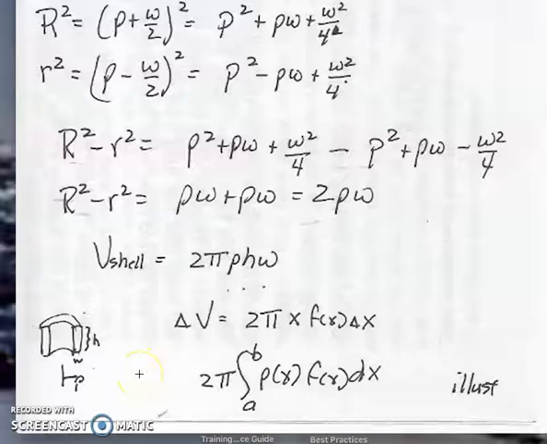So hopefully that helps you understand where we got the little formula down here for a rectangle that's revolved not around the x-axis, but around the y-axis.